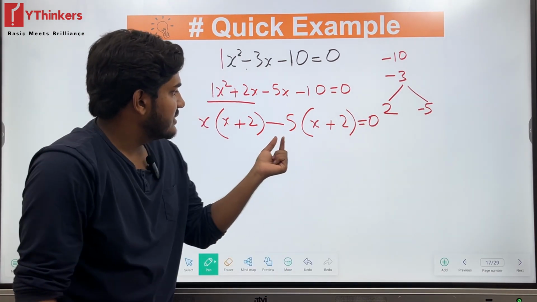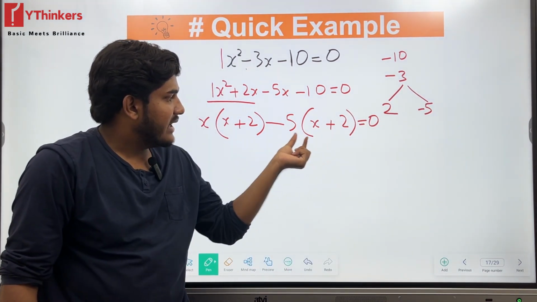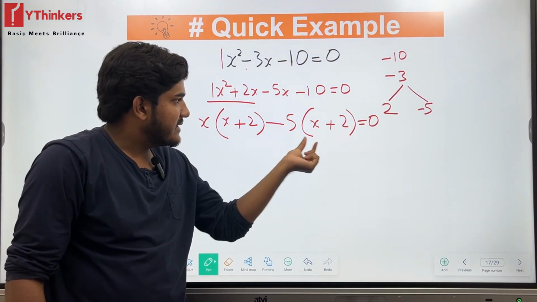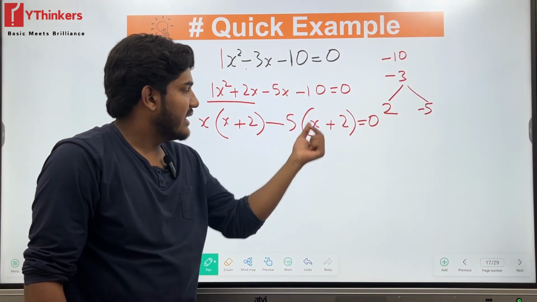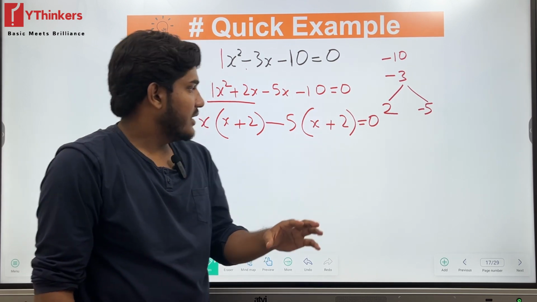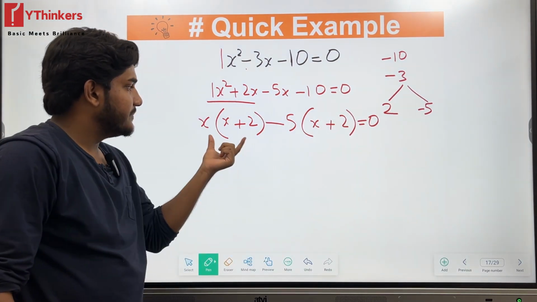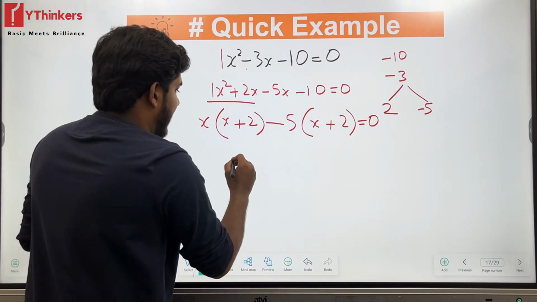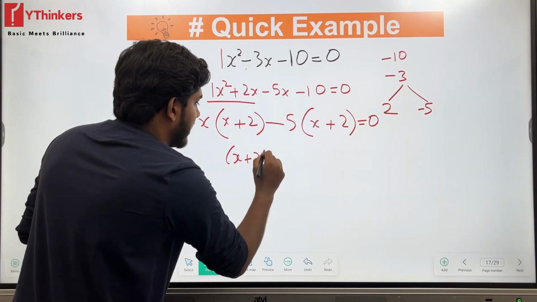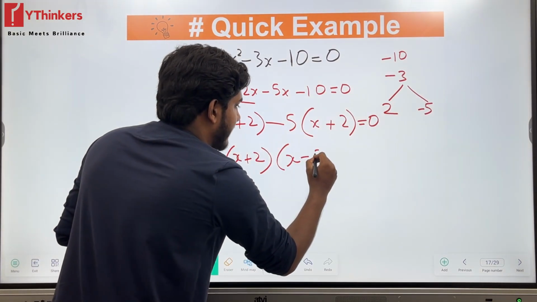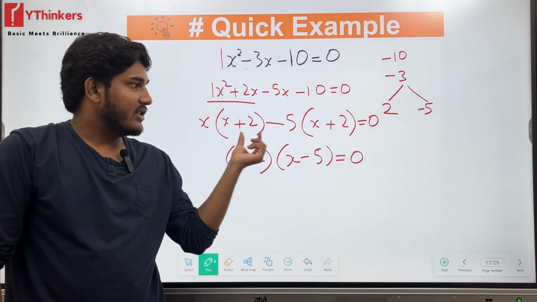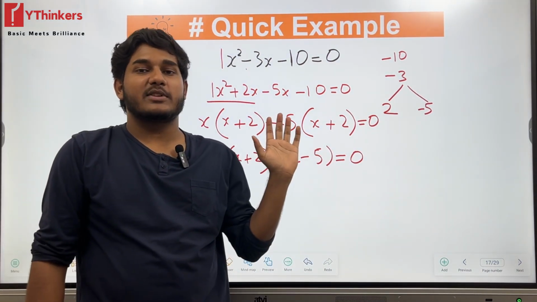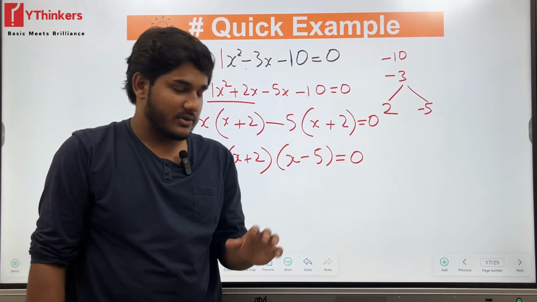Be careful of the signs. Why have I written plus? So that if I open the bracket, minus 5x comes, correct? Minus into plus, minus 5 2s are 10. That is why I have written plus here. Now, these both are terms. So, can I write it as x plus 2 into x minus 5 is equal to 0? x plus 2 is common, so I have taken x plus 2 common and written x minus 5 is equal to 0.